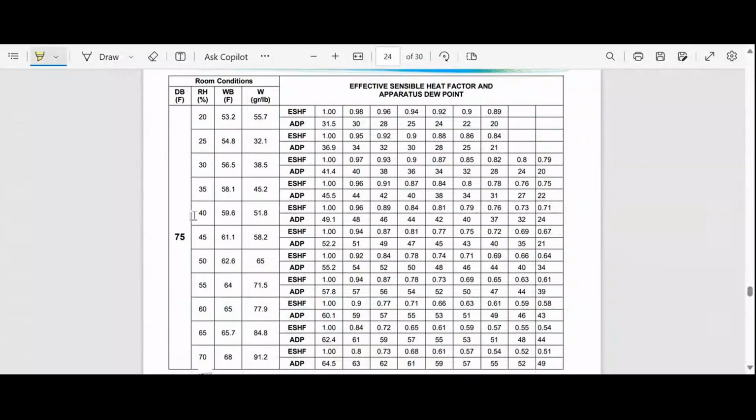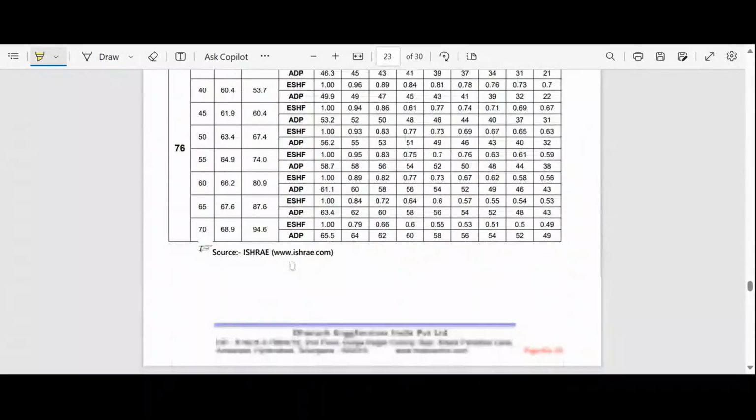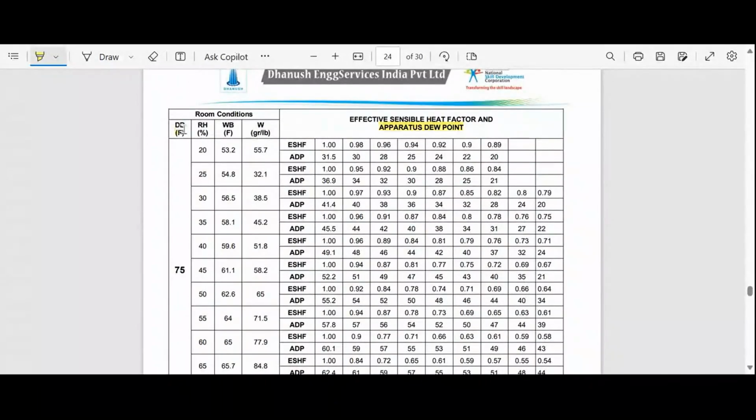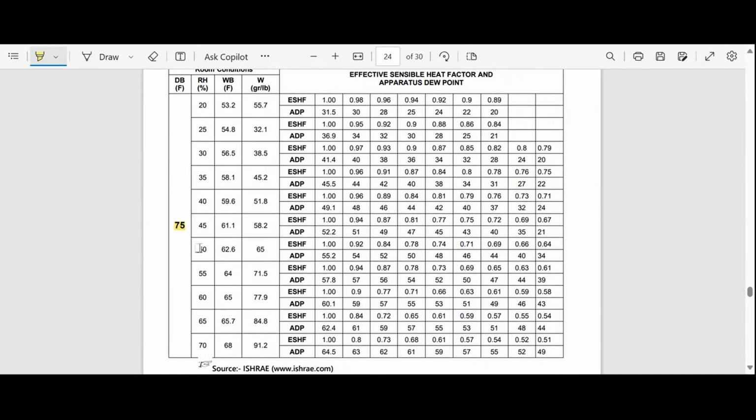So why am I telling this? When your dry bulb temperature changes, the table changes here. So this is the table for 75 Fahrenheit dry bulb temperature. How much RH do you need in the room? 50, so I am taking 50 here. If you change the RH, your row changes again. The remaining values come automatically.